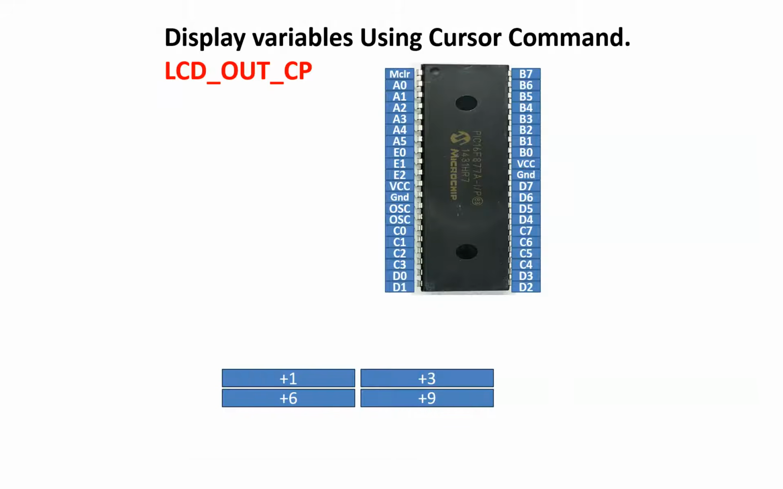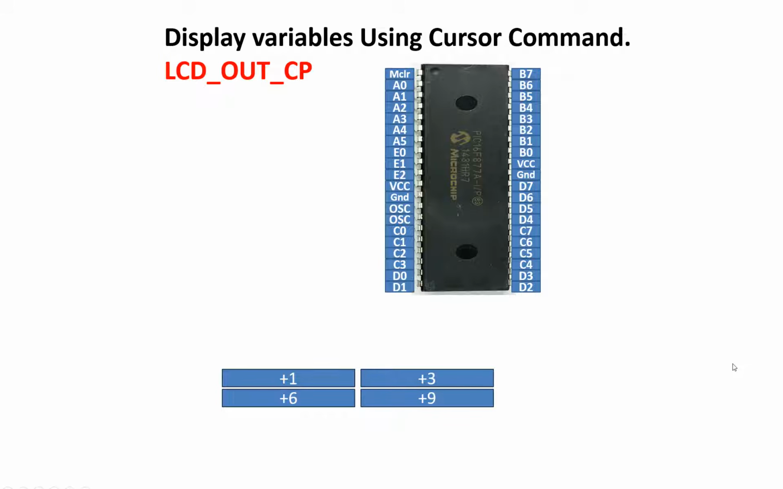First of all, let me show you how you can connect the LCD. See here at the bottom you can see 4 counters. We will have 4 counters using the LCD_Out_CP command. The first counter will be incremented by 1, the second counter by 3, the third counter by 6, and the fourth counter by 9, and we will display these 4 counters on the LCD using the PIC16F877A microcontroller.